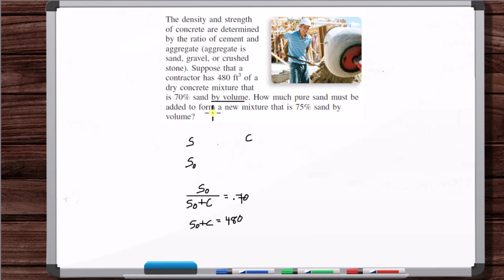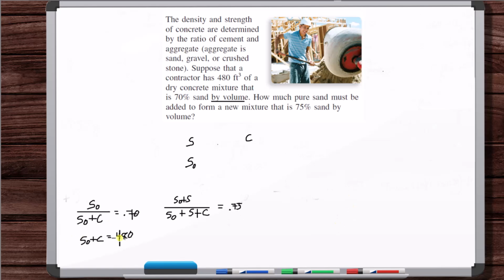How much pure sand must be added to form a new mixture? So this new mixture, what's the total volume of this new mixture? It's S naught plus S plus C, right? And then we put this 75% sand by volume, so S naught plus S over that is 0.75. There we go. Okay, so now let's see what we can solve for.